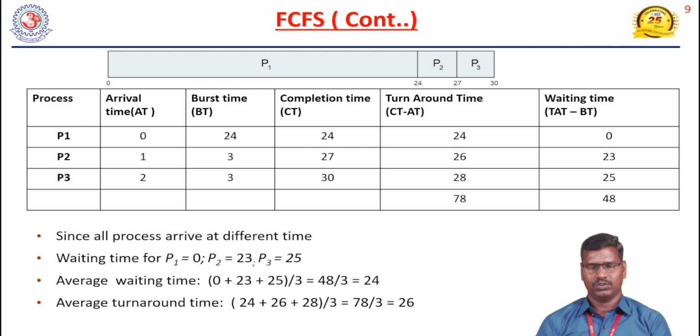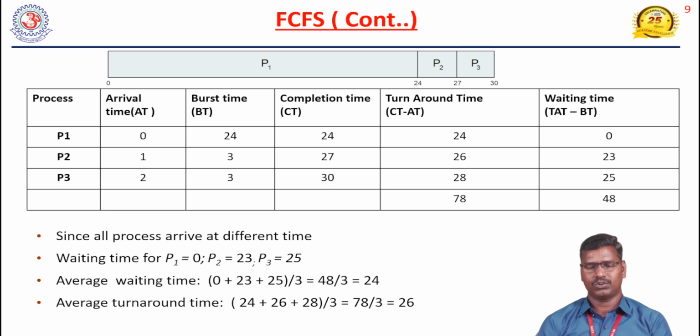Okay, now since all the processes arrive at different times, based on the arrival time, P1 is 0, P2 is 1 and P3 is 2 only. So we need to find the waiting time for each and every process: P1 equal to 0, P2 equal to 23 and P3 equal to 25.